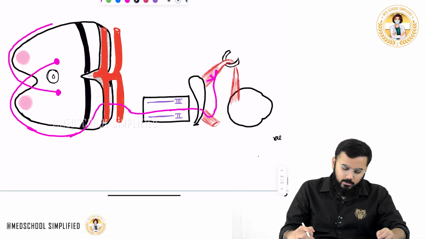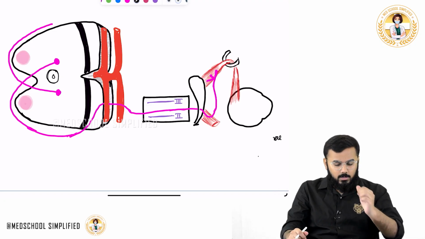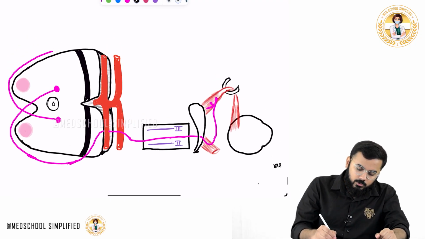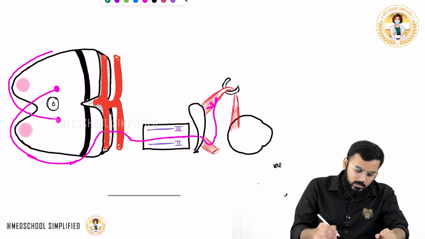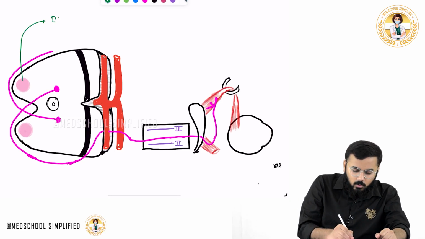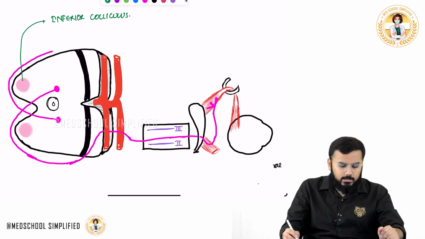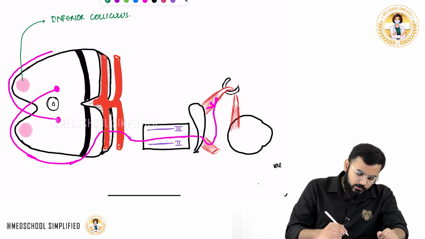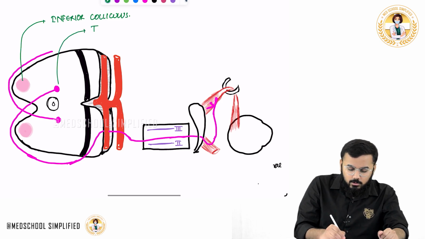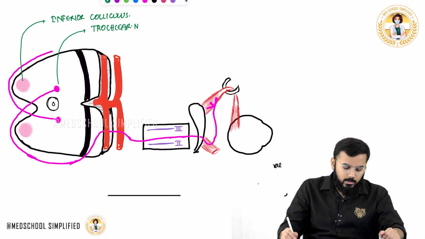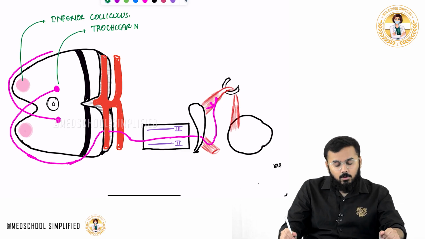Now within this trochlear nerve there are a few important things you have to know. For example, these colliculi which you can see over here are called the inferior colliculus. Next, after this inferior colliculus, this nucleus which you can see is called the trochlear nucleus.